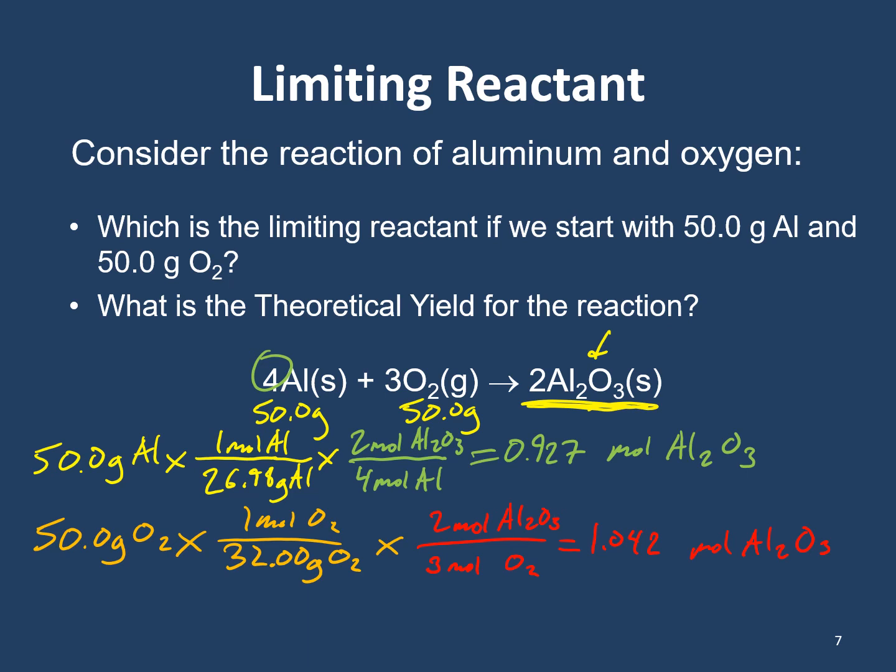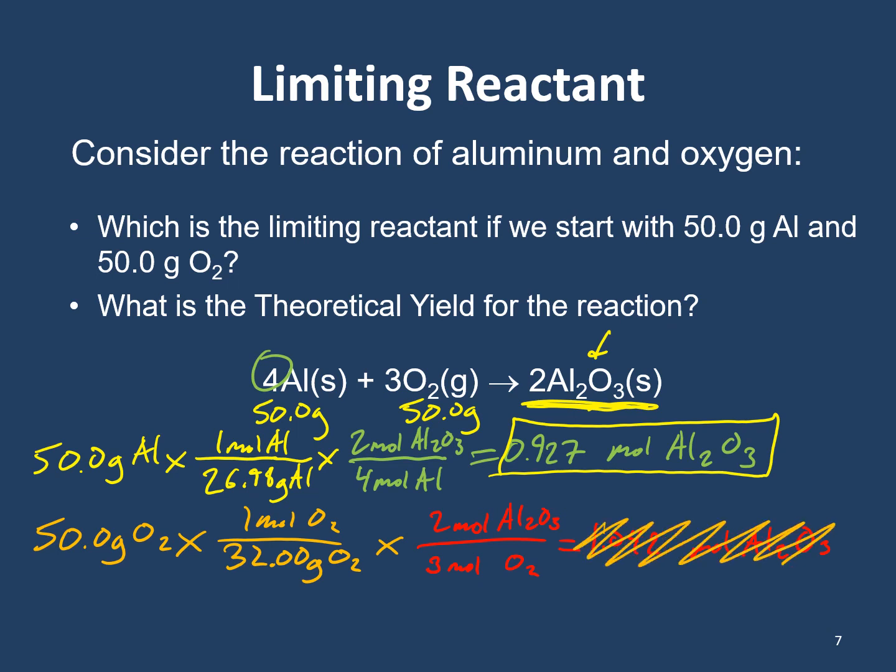Now, if we look at these two, which one produced less? It was definitely the aluminum that produced fewer moles of aluminum oxide. At this point, we have exactly no use for this value. The larger value, the value calculated from the excess reactant, is useless. We do not use it anymore other than just for comparison's sake, and we're pretty much done with it. So let's look at the next question, right? Because at this point, we know that aluminum is my limiting reactant.